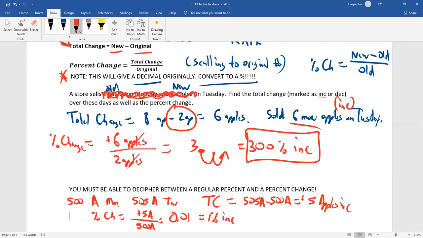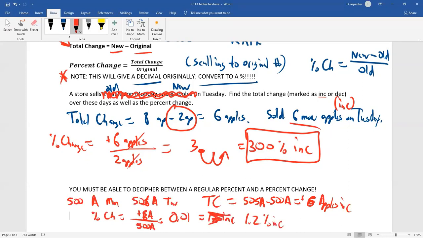Increase. So your corner store that went from 2 to 8, why did I say the same change? I was supposed to do 506. Oh well, you get the idea. It was just one off. Close enough. 506. So an increase of 6 apples, and then we do 6 divided by 500, and that's close enough. So 6 divided by 500 is 0.012, so it's a 1.2% increase.